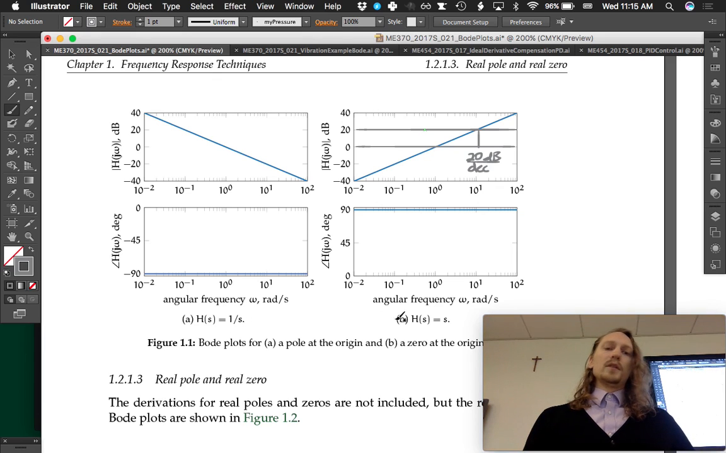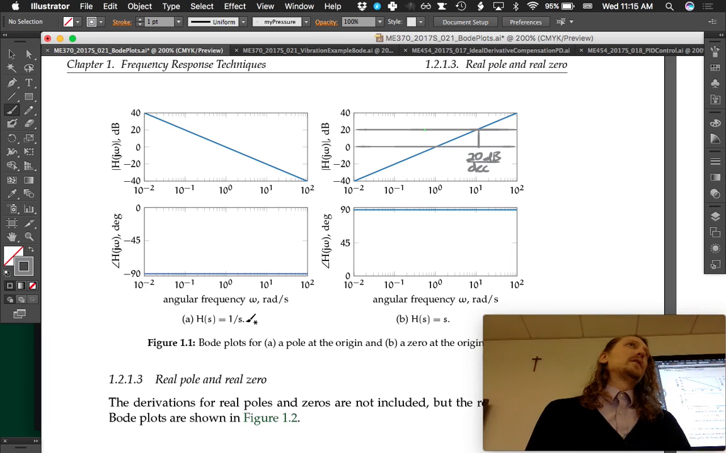And for a single pole at the origin, I said pole over here, didn't I? I meant zero. Did I say pole? I don't remember. Rewind the tape. This is a pole over here, 1 over s. That's a single pole at the origin, right? Because if s equals 0, the denominator goes to 0, and that means it's a pole.